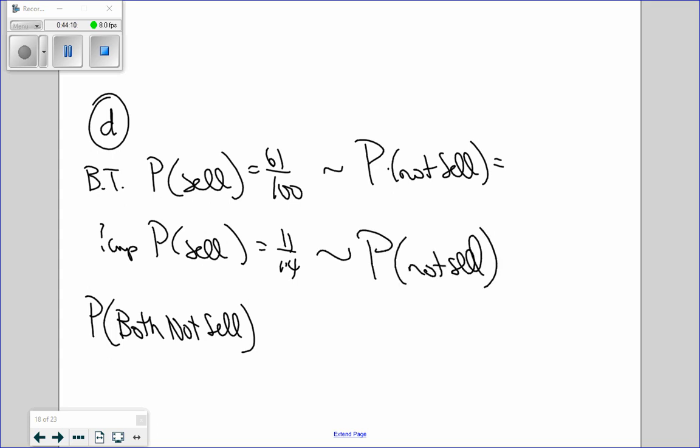If they have a 61 out of 100 chance of selling their tickets, what is the probability of not selling their tickets? 39. And how about for the other company? It would be what out of 14? 3.